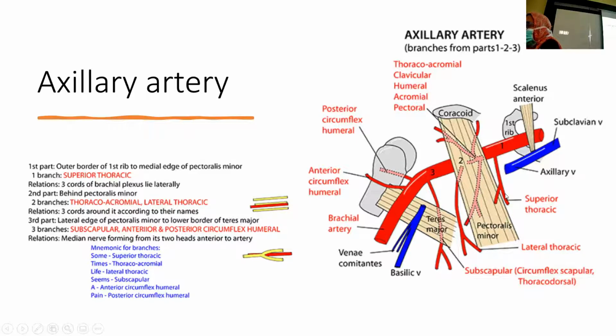The second part is behind the pectoralis minor here. It divides into the thoracoacromial and also lateral thoracic. All right, and the third part, which is at the lateral edge of pectoralis minor from here until the lower border of teres major, has three branches, which are subscapular, anterior and posterior circumflex humeral.